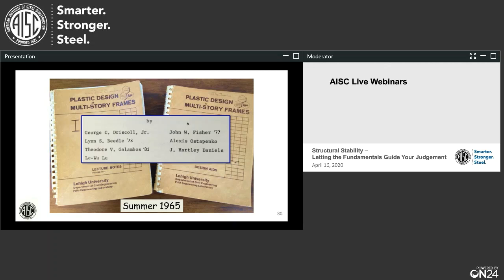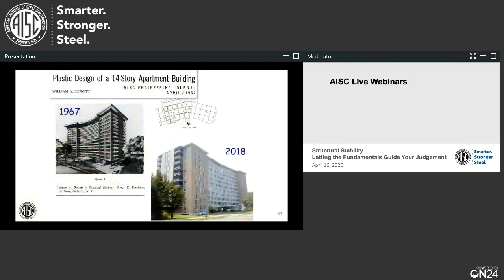Some of the key players in that: Lynn Beadle won the Higgins Award in '73, Ted Galambos won the award in '81, and John Fisher, also at Lehigh, won the Higgins Award in '77. But it was a great group of engineers here, professors who put out these notes and really pushed the profession forward with plastic design.